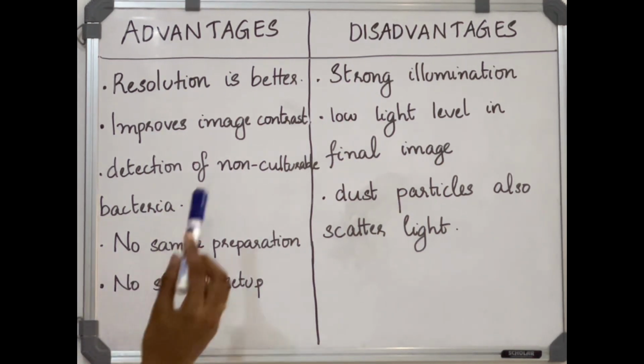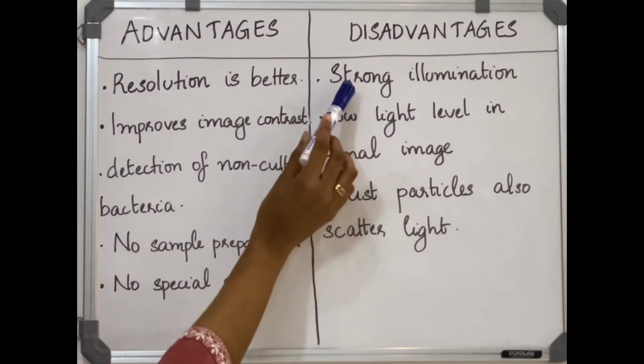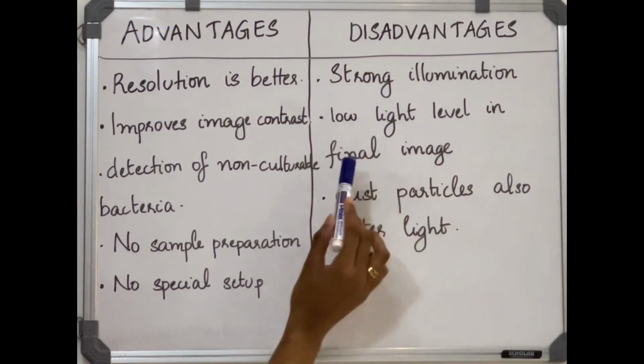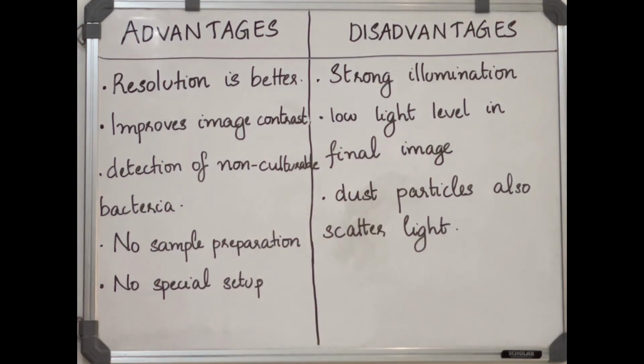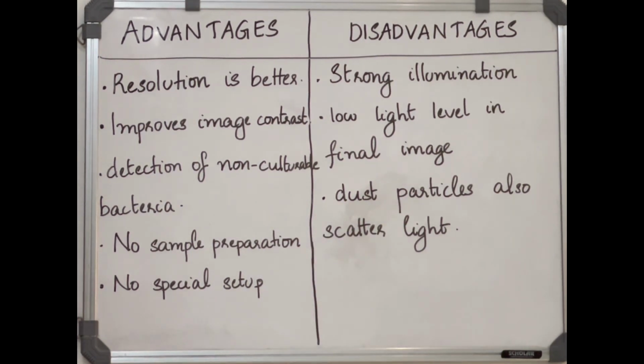Okay, and the disadvantage is that the specimen or sample has to be strongly illuminated. This can damage the specimen, and the low light level seen in the final image is a disadvantage. And also, if any dust particles are present, these dust particles can also scatter light. This is also a disadvantage.